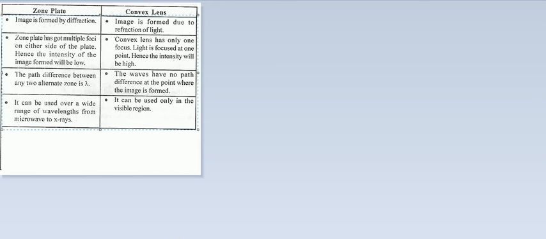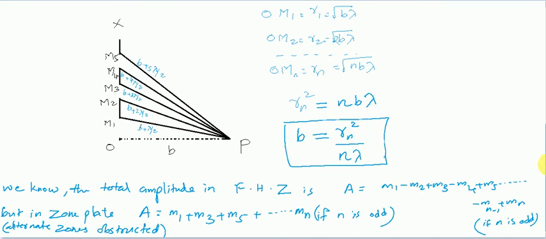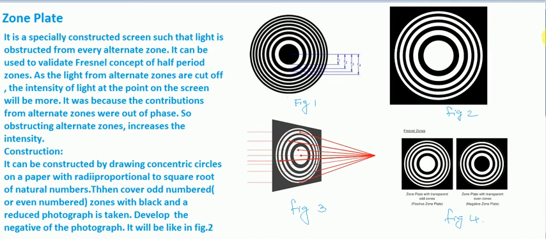So in today's module, we learned about the zone plate, the theory of the zone plate, and we proved that a zone plate is equivalent to a lens, and we compared a lens and a zone plate. Thank you, students.